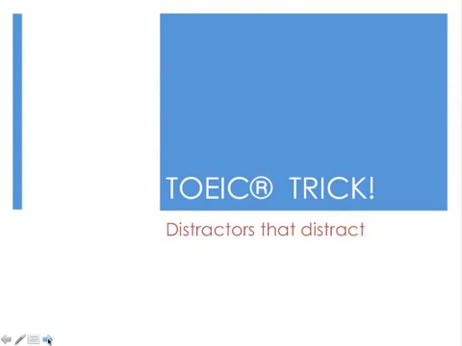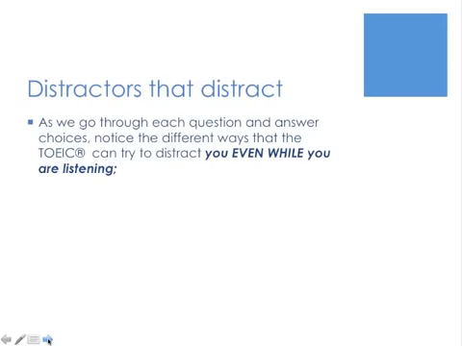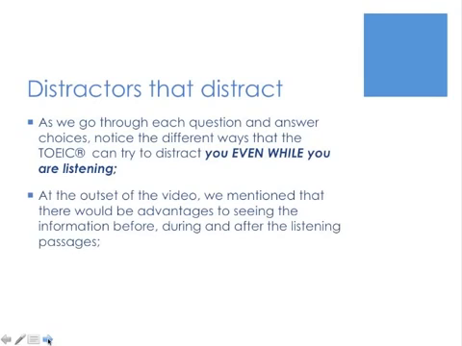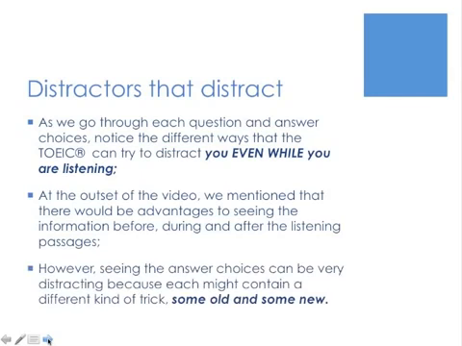Now, getting to the actual answer choices. This is one of the things we notice that could be a potential disadvantage on the test. The distractors. Again, we discussed in our very first video back in the reading series that distractors are those answer choices that basically are wrong, but they're wrong in many different ways. So again, in this situation, even though we can see the answer choices, notice how they're trying to distract you even while you listen. So at the outset, we mentioned that there are advantages and disadvantages, but some of the advantages and disadvantages are a little different. Some of these tricks are new, and some of these are, of course, old.